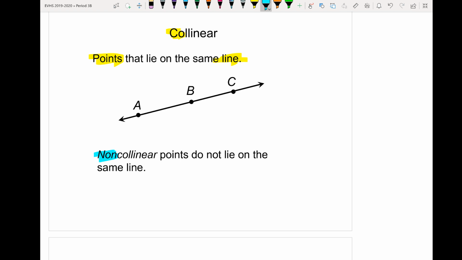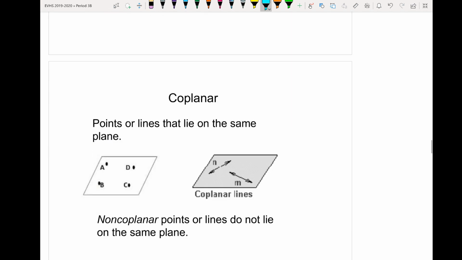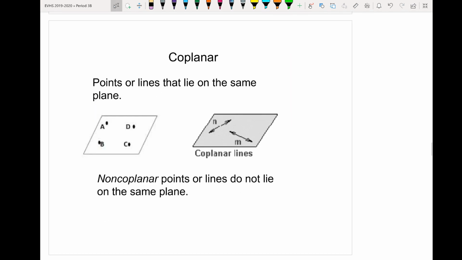So to revisit a point from earlier, we talked about you cannot name a plane with 3 points that are on the same line. The more proper way of saying that is you cannot name a plane with 3 collinear points. Okay? Just couldn't use that word yet because we hadn't defined it. Next up, coplanar. Not a complanar, a coplanar. Same idea. Points that lie on the same plane.